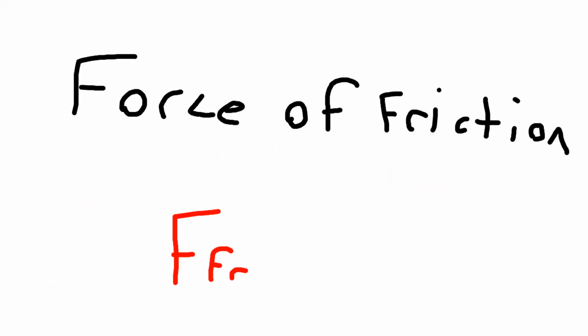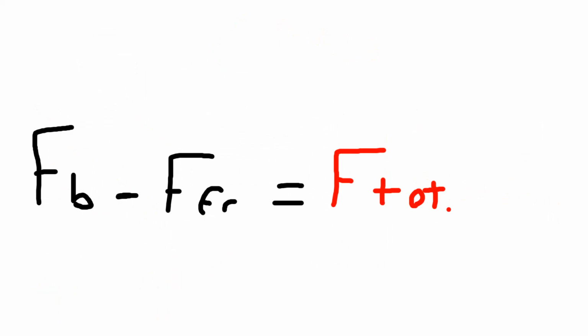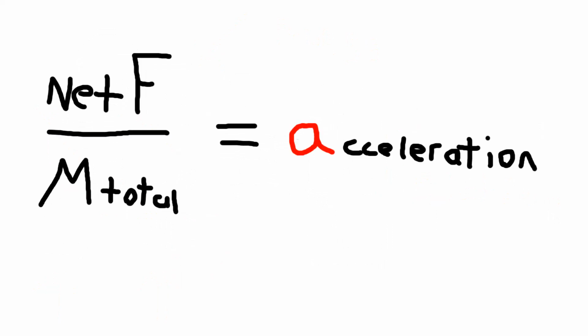Gives you force of friction. Now subtract that from force of B down. You get your force total. Now divide that by the mass of B and A. You got acceleration, hooray.